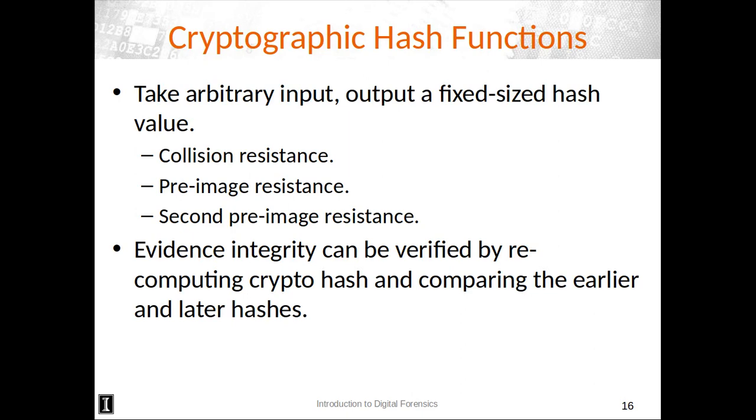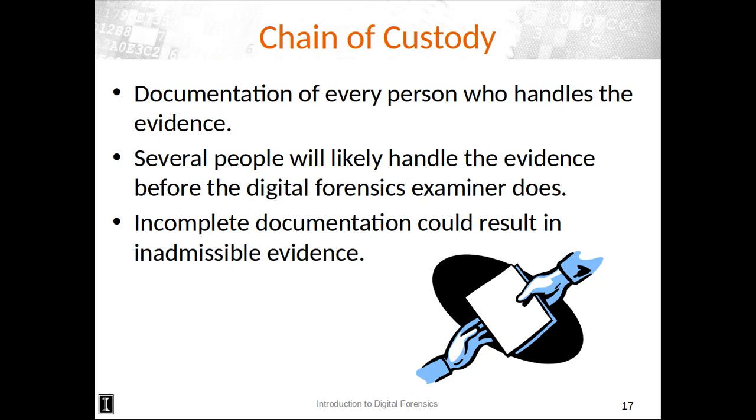Right? I'm going to skip this for now. Come back to that at another time. We talked about the chain of custody. This is the last thing I want to talk about for today's lecture. The chain of custody is documentation of every person who handles the evidence. Several people will likely handle the evidence before the digital forensics examiner does, before you do. Incomplete documentation could result in inadmissible evidence. How do we get that documentation?